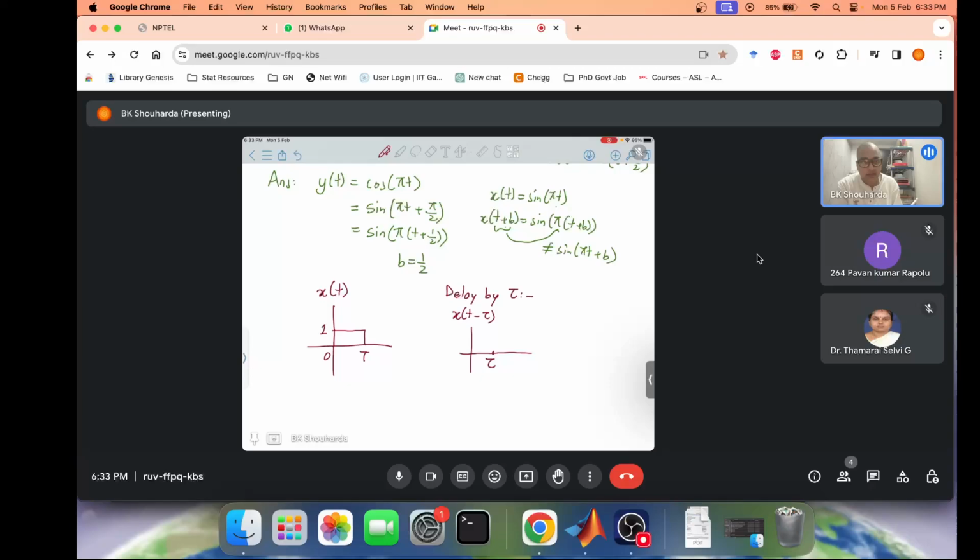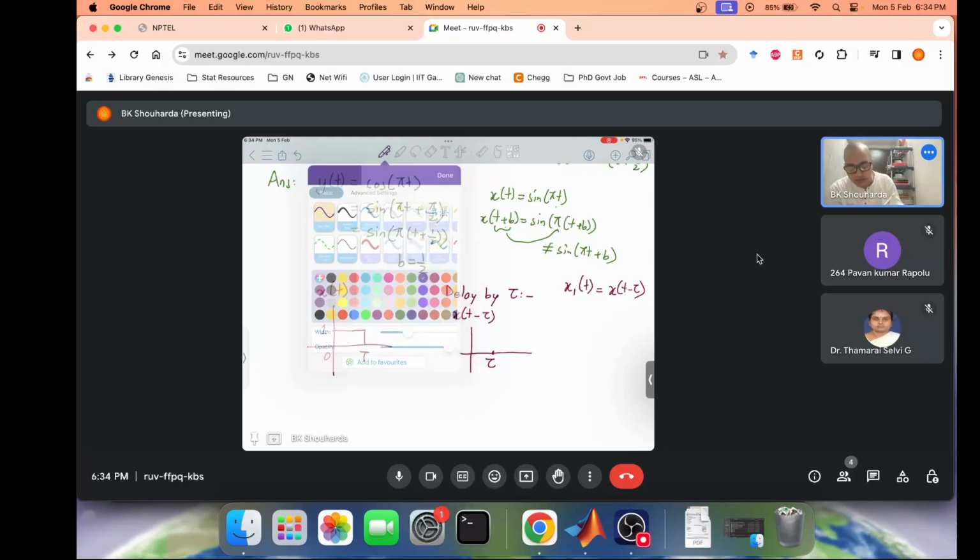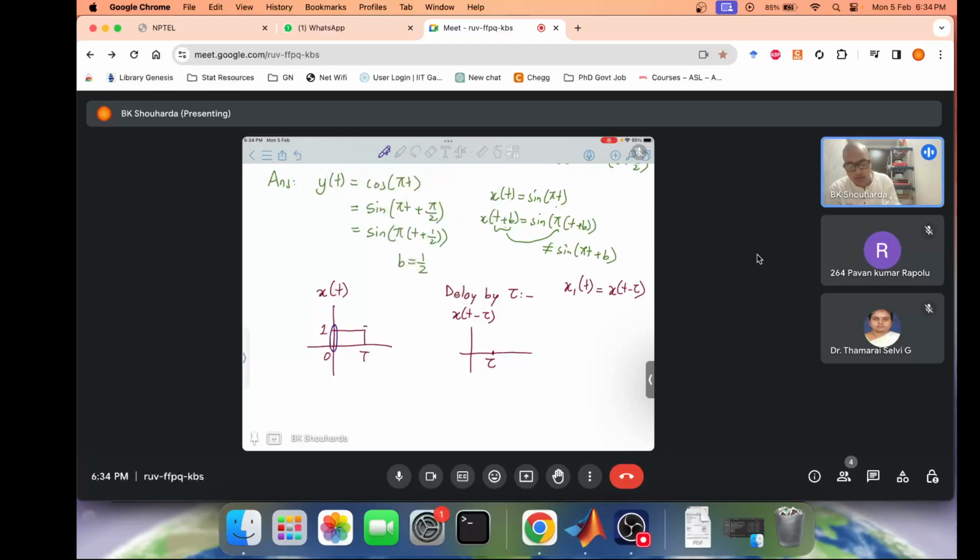Or if you are finding it difficult, then let me tell you another way. Whenever you see some delays or shifting done to a signal, first define an alternative signal x1 of t and write it equal to x of t minus capital T. Okay, now you see the important points of the signal. What do we mean by important points? The points where the signal starts, points where the signal stops, points where the signal goes maximum.